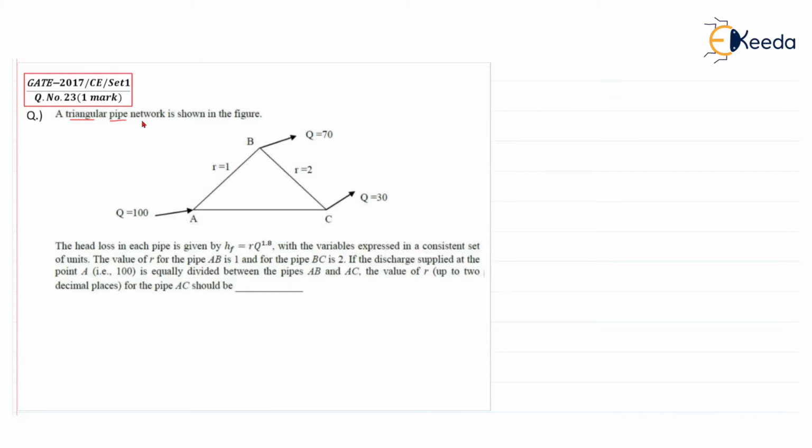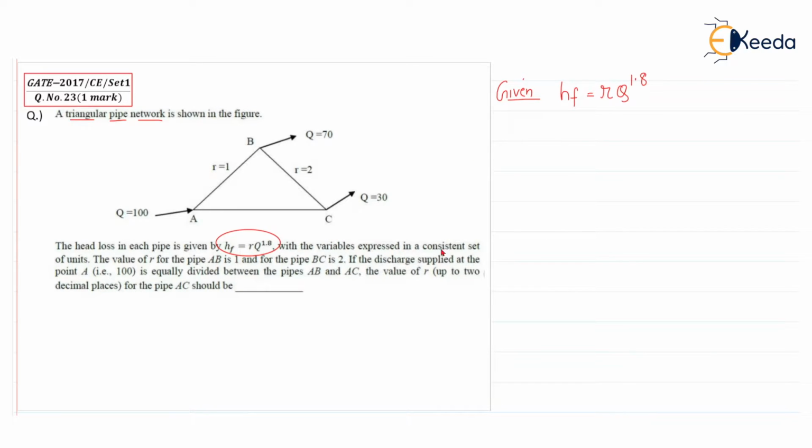A triangular pipe network is shown in the figure. So ABC is the pipe network you can see here, a loop ABC. Q is equal to 100 here, R is equal to 1, R is equal to 2, and discharge here is 70 and 30. The head loss in each pipe is given by HF is equal to R Q to the power 1.8. This is the given data. We'll write head loss is a function of R Q to the power of 1.8.